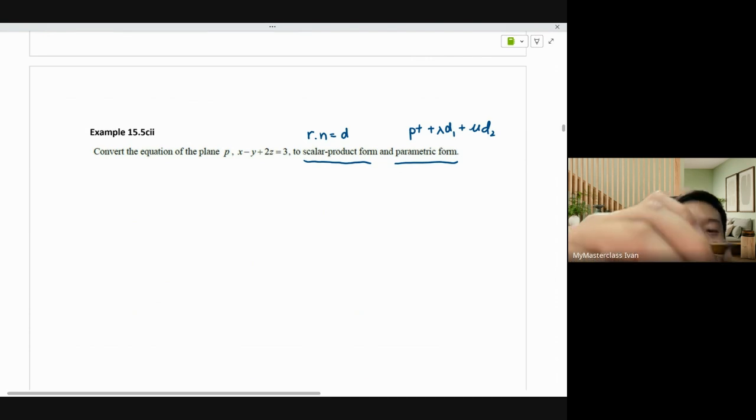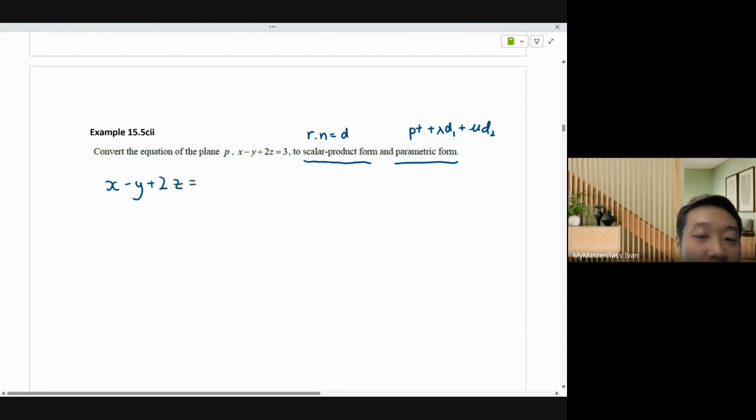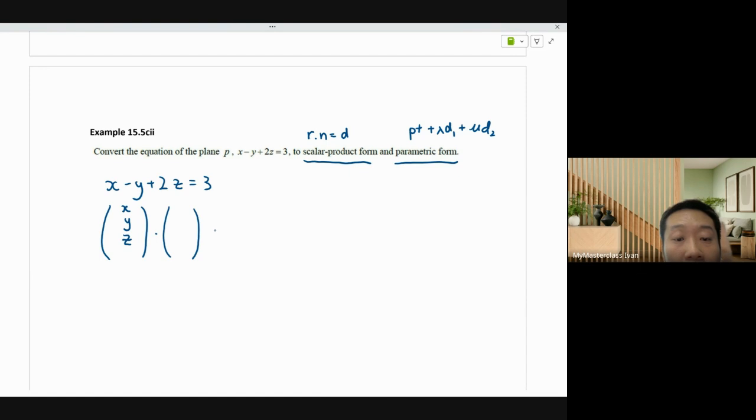So this is a very big skew. x minus y plus 2z equals 3, right? Remember, what does R mean? x, y, z. So I can pull x, y, z out here. What would be the vector that accompanies this x, y, z? 1, minus 1, 2.